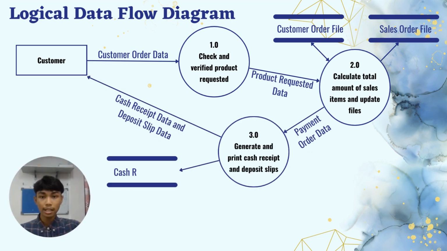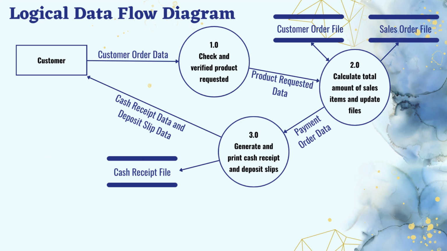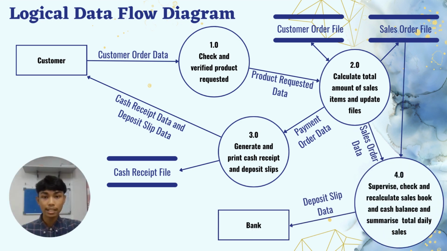In the third process, the computer system generates the cash receipt and deposit slip based on the payment made by the customer. The details of the sales transaction, including the payment amount, are stored in the cash receipt file. The worker hands the receipt to the customer as proof of their purchase after the cash receipt and deposit slip are printed out. And for the last process, the owner supervises, checks, and recalculates the accuracy of the entries in the sales book and ensures that the cash balance matches the recorded sales.